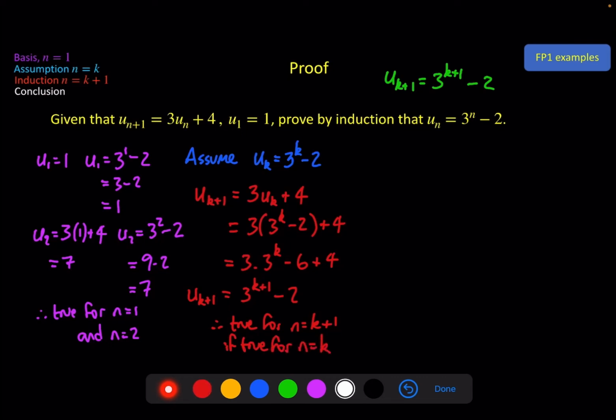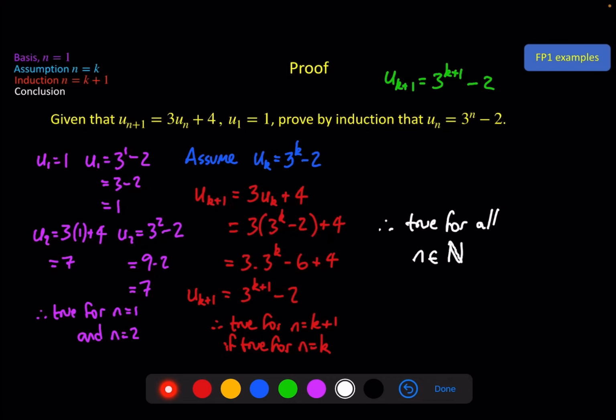And then don't forget your conclusion step in the end. Putting these two statements together, we can then say it must be true for all n where n is a member of the natural number set.